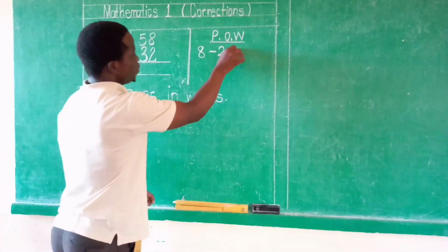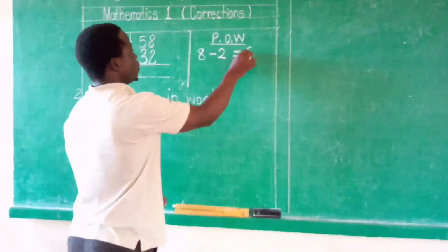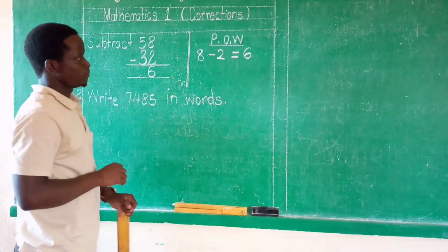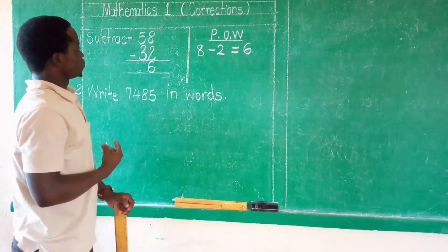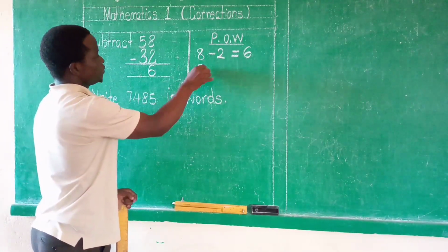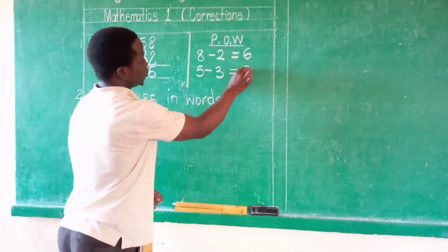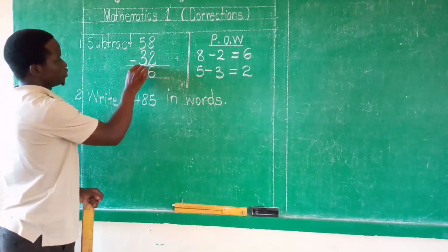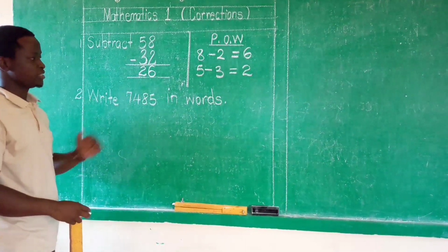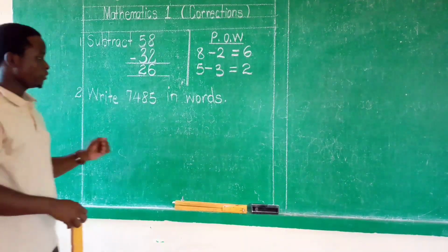8 minus 2, what do you get? 6. Yes? You write 6. And now, bring your 6 and write it under the ones place value. Now, we go to the tens place value, and here we have 5 minus 3. 5 minus 3 gives us 2. And you also bring here 2 under the tens place value. So we get our answer as 26. Yes. Let's now go to question number 2.